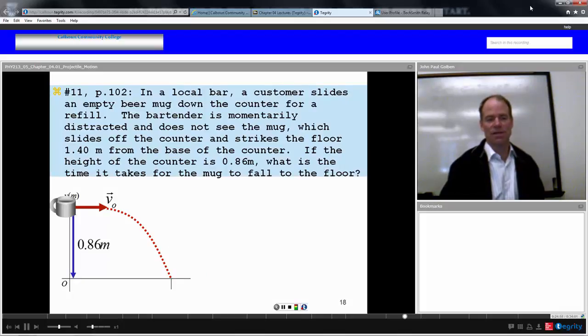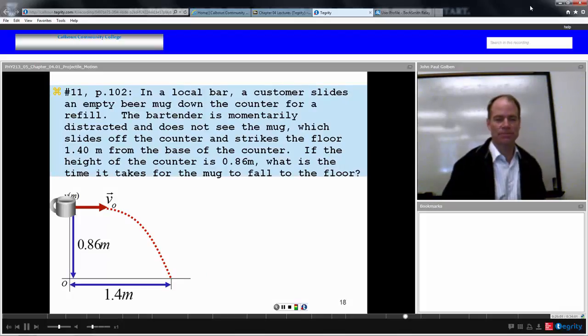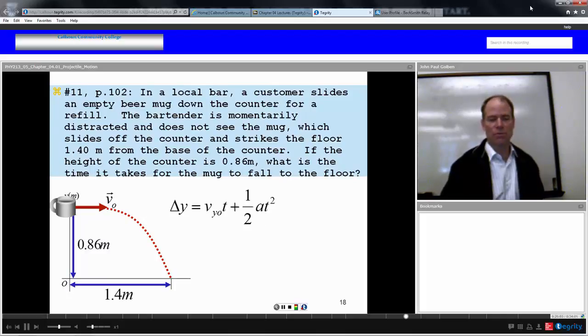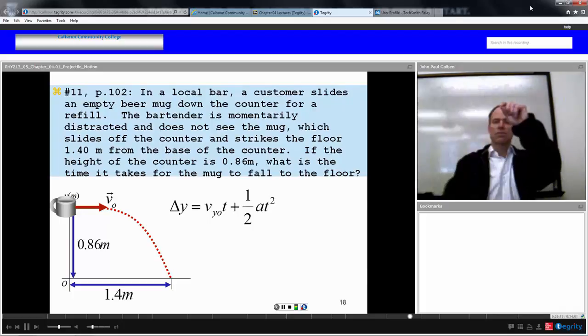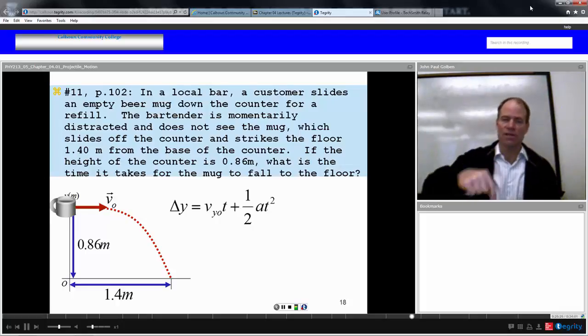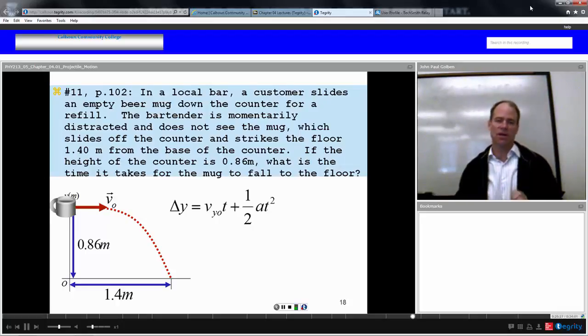0.86 meters and do our kinematics based on that. Our x motion will be 1.4 meters, but we're going to work with our displacement will equal our initial velocity times time plus 1/2 acceleration times time squared, only in the vertical direction. Now we're going to start with initial velocity of 0. We're going to go displacement down to the floor. We're going to think of that as a positive displacement from where we are down to the floor. So we're thinking of the down direction as a positive direction. That makes our acceleration a positive 9.8 meters per second squared, and Vy0 will be 0.